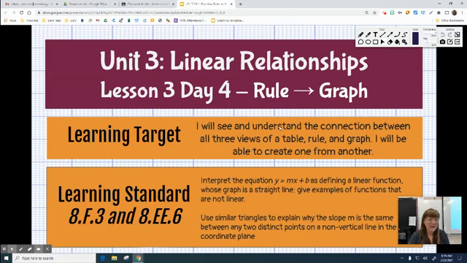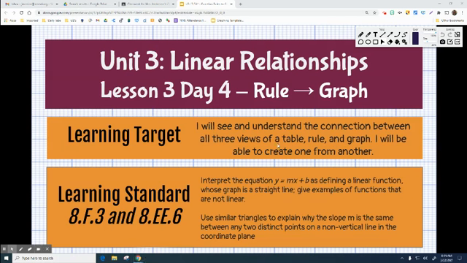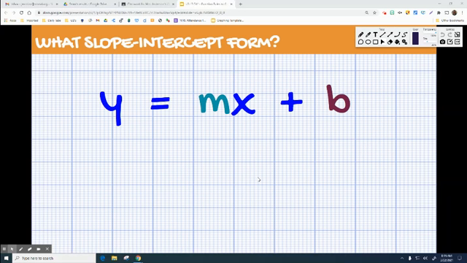Looking at your screen, I'm going to minimize myself and let's look at the screen itself. Your learning target is to connect those three views, that table to that rule to that graph. But we're going to disregard the table today, and really zoom in on the rule and the graph. The rule that we're going to study for linear equations is called slope-intercept form.